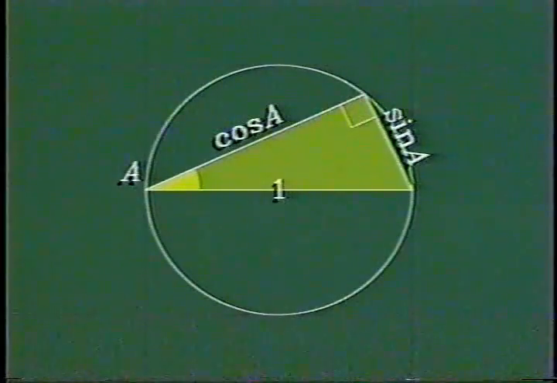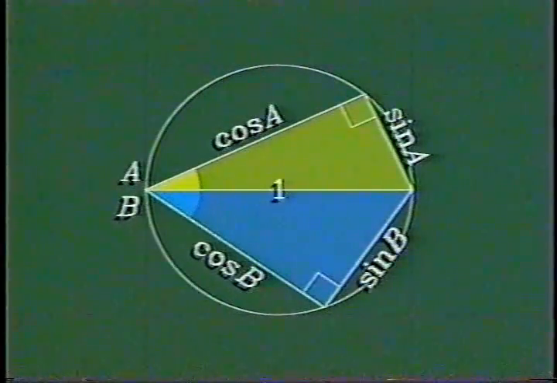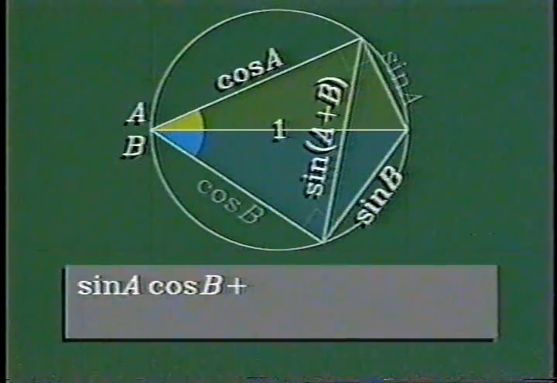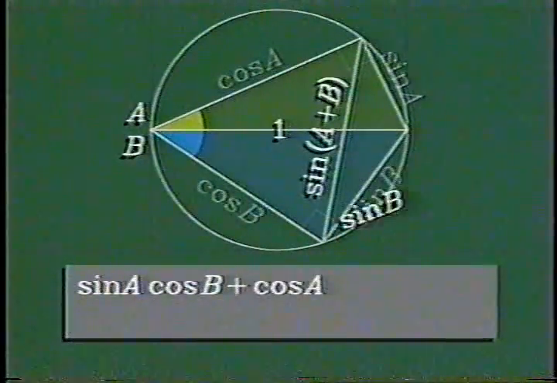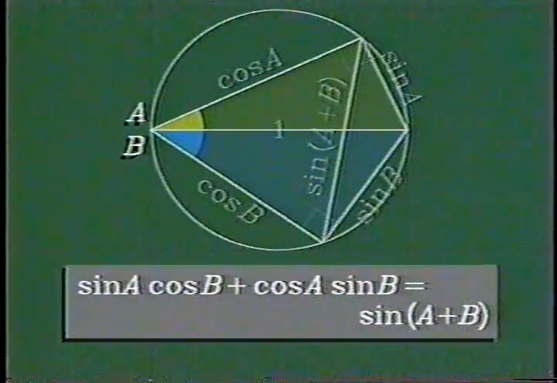Now we'll use Ptolemy's theorem to derive addition formulas for both the sine and cosine. Start with the circle of diameter 1, take angle A, and form a right triangle. The lengths of its legs are sine A and cosine A. Use angle B to form another right triangle. The lengths of its legs are sine B and cosine B. The two triangles together form a quadrilateral inscribed in a circle, with one diagonal being a diameter of length 1. The length of the other diagonal is the sine of A plus B. Now apply Ptolemy's theorem. The product of the lengths of these two opposite sides plus the product of the lengths of these two opposite sides is equal to the product of the lengths of the diagonals. Presto, the addition formula for sines.